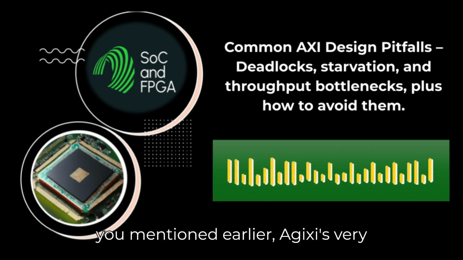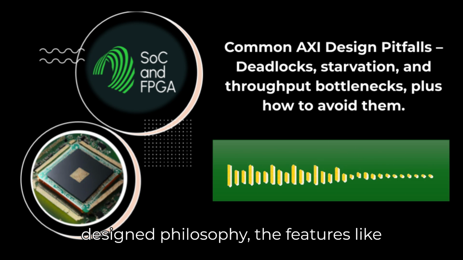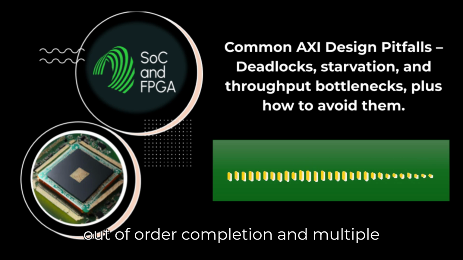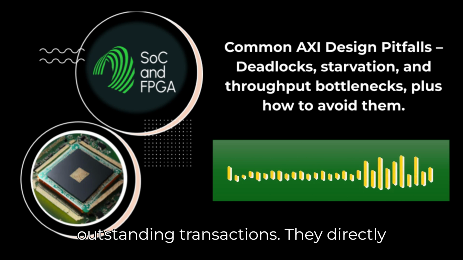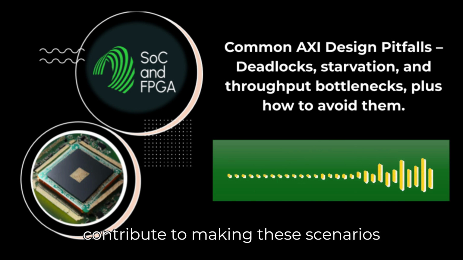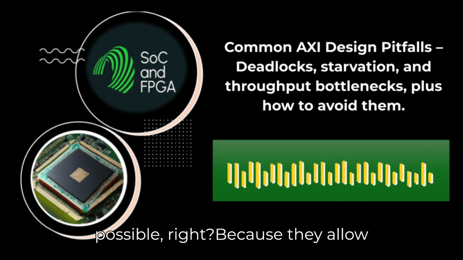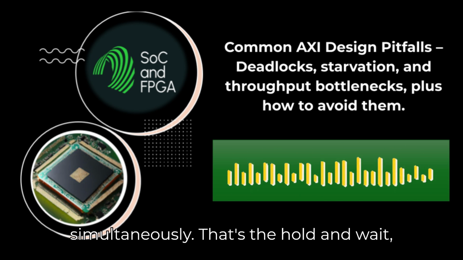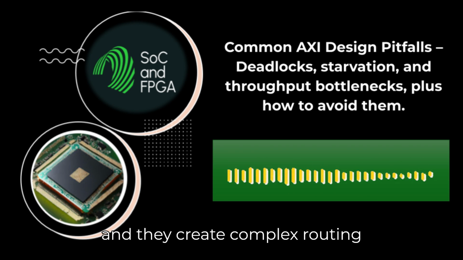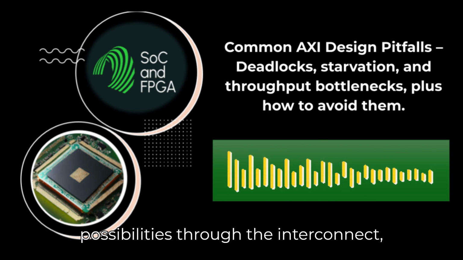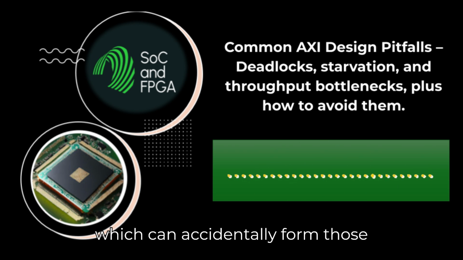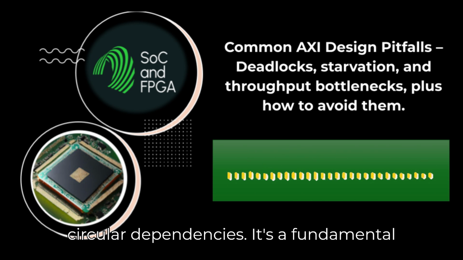Deadlock. And here's the kicker you mentioned earlier. AXI's very design philosophy, the features like out-of-order completion and multiple outstanding transactions, they directly contribute to making these scenarios possible. Right, because they allow transactions to be in different stages simultaneously. That's the hold and wait. And they create complex routing possibilities through the interconnect, which can accidentally form those circular dependencies. It's a fundamental trade-off.